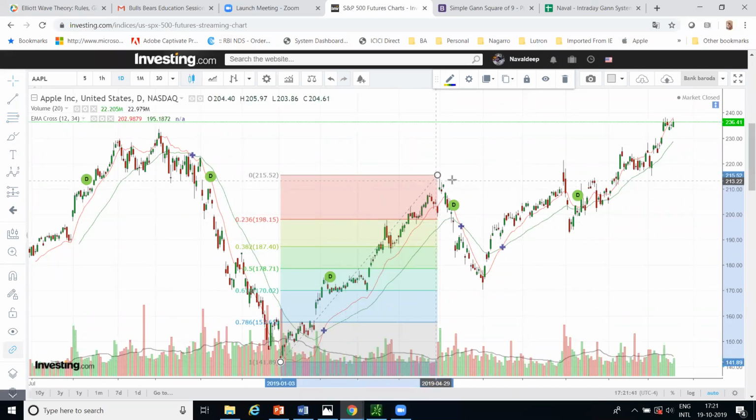This is my retracement from here to here. It came down up to 60%, but it just stayed there. It made a base around this and then went up. Now, how much it can go up? Let's see.